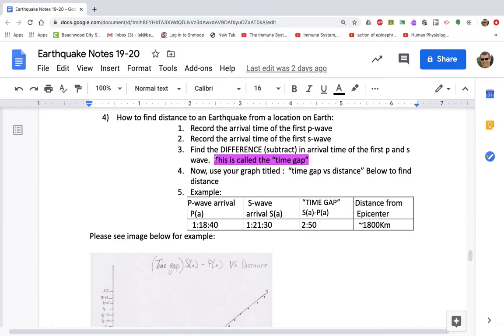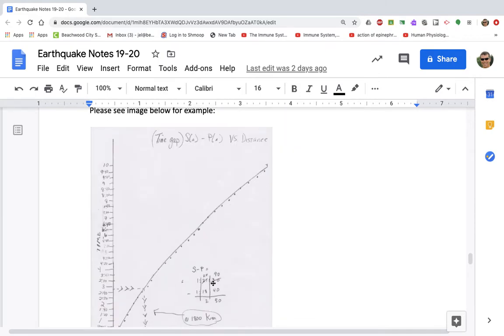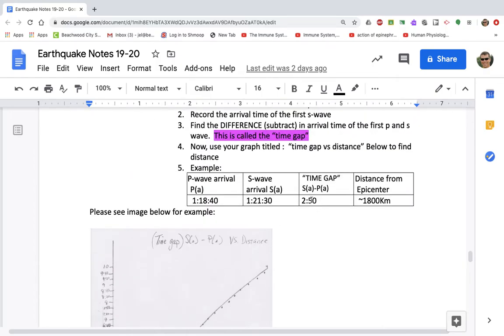Okay, now, big thing you have to do, you have to find the difference in arrival time of the first P and S wave. And this is always called the time gap. So you'll hear me say time gap, time gap. So how you find the time gap, you take SA, that is the S wave arrival, and you subtract PA, that is P wave arrival. So I'm going to subtract SA minus PA. And I've done it down here for you, so you can see how I'm doing it. Okay, and your difference is 2 minutes and 50 seconds.